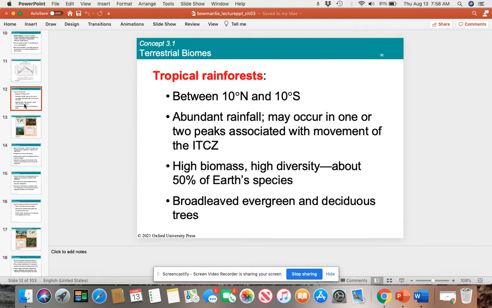Tropical rainforests, the first thing with biomes, you have to determine where they are on Earth. With respect to latitudes, you can find these between 10 degrees north and south latitudes. So, they straddle the equator. What we see is that you have abundant rainfall. In fact, tropical rainforest experiences averages of 2,000 millimeters annually. You find high diversity, with plants as well as animals. You have a lot of evergreens and deciduous trees.